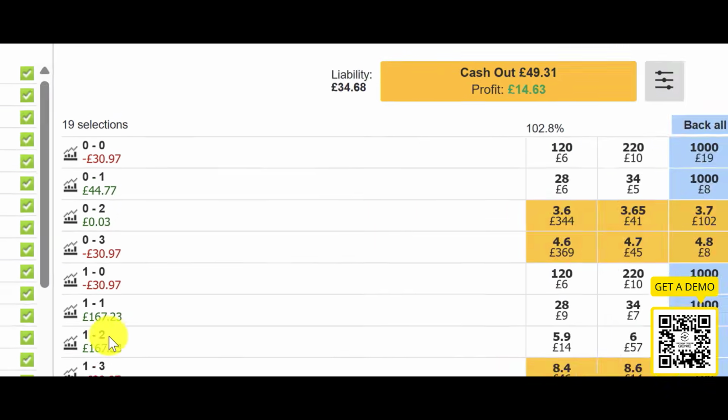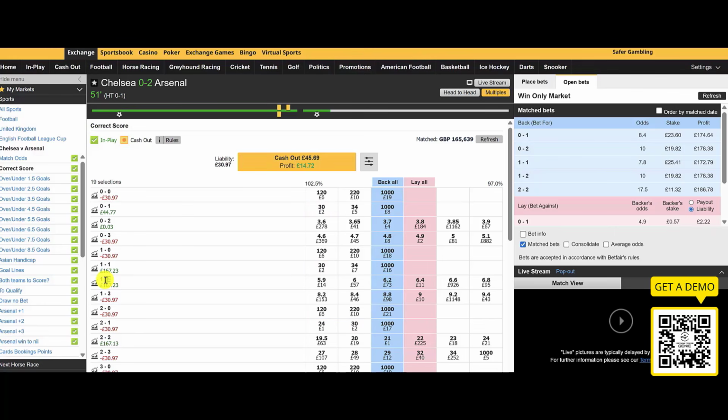So we'll do that, because then that puts us in a nice profitable position on a 2-1, maybe even a 2-2. If it remains 2-0, we break even. If Arsenal do score again, which is obviously what we're kind of betting against here, we'll take a loss, but it's a much smaller loss.